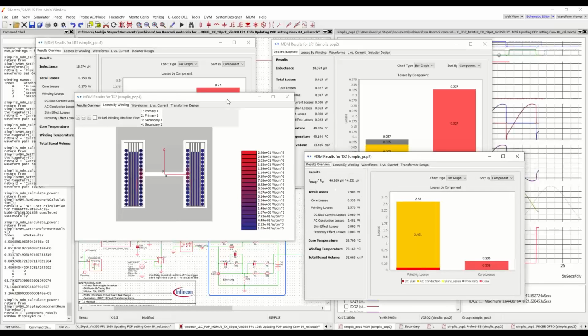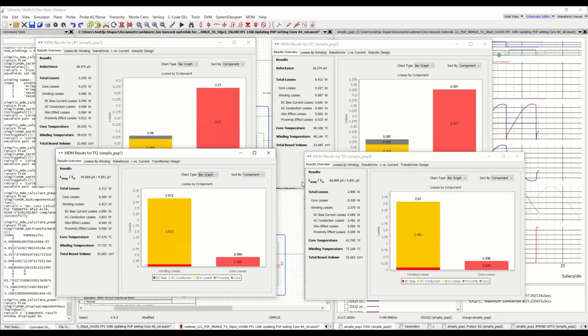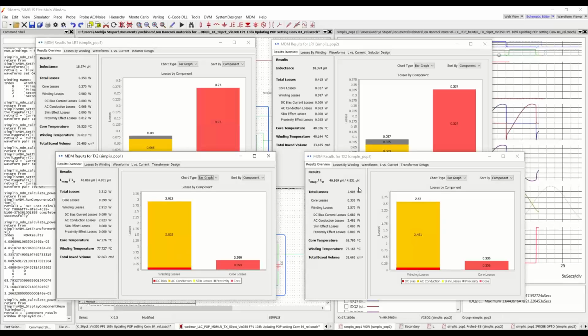So here we're looking at the transformer design at 380 volts input rather than 350. And here the transformer is actually below, no, sorry, it's not. It's still above our 2-watt loss budget at 50% load, but doing slightly better than at the lower input voltage.